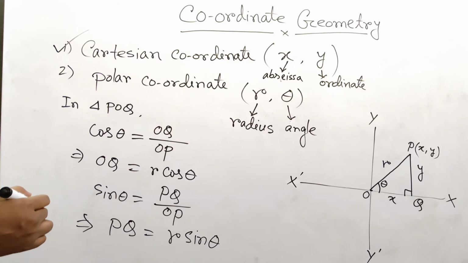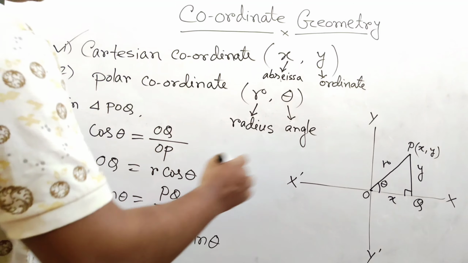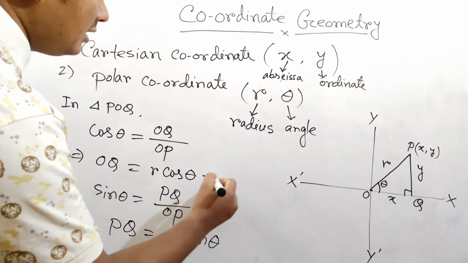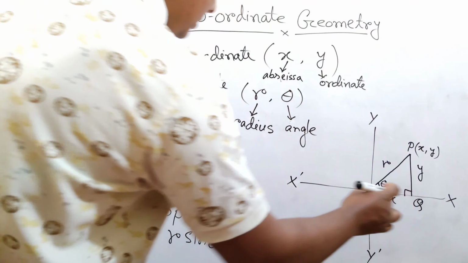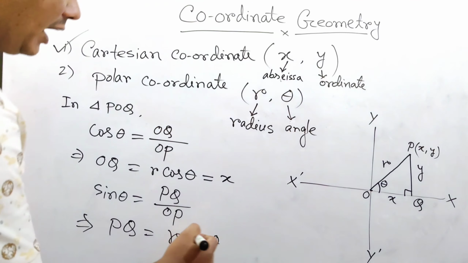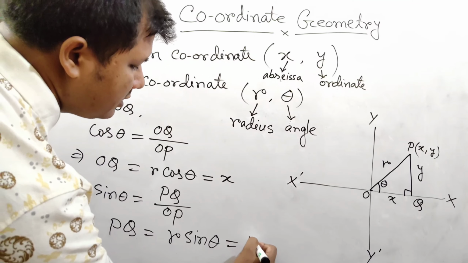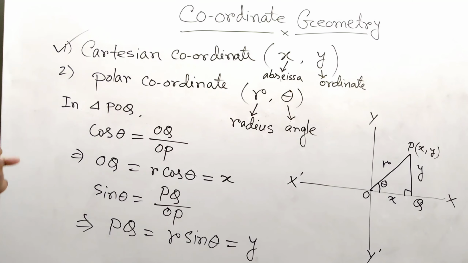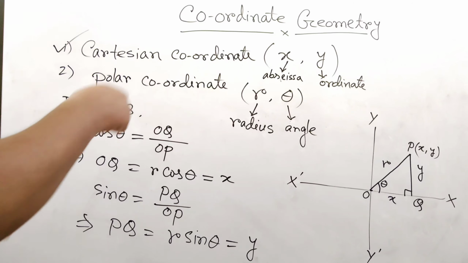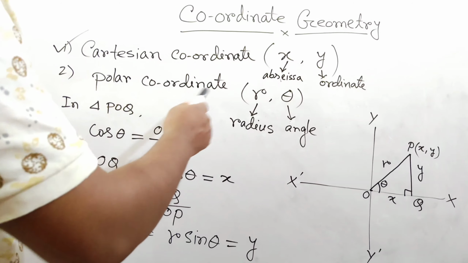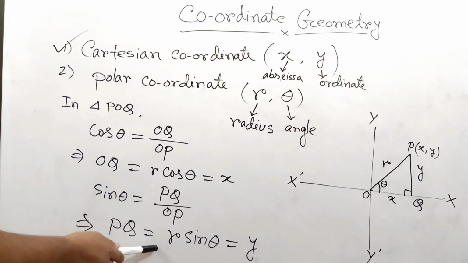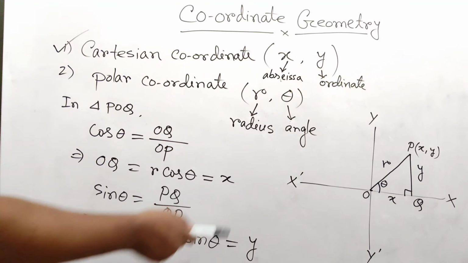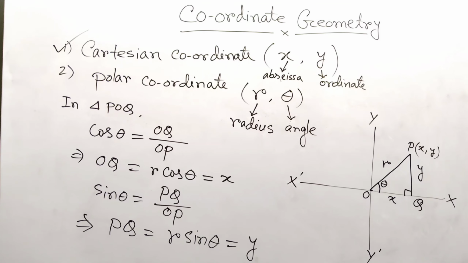If you look carefully, OQ is x, so we can say this is x. PQ is y. That means the relation between Cartesian coordinate and polar coordinate is x equals r cos theta and y equals r sin theta. By using these two, we can derive some formulas from here.